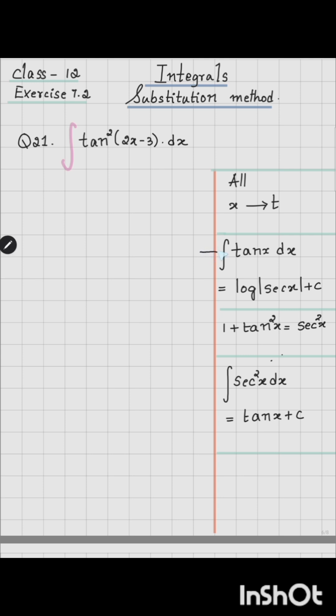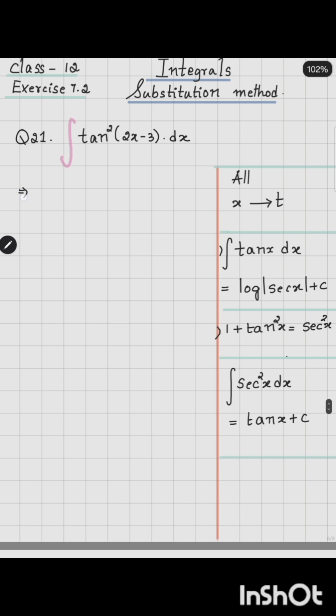But we have the integral of tan x, which is log of modulus of secant x plus c. So we don't have a direct formula. We need to take the help of some other trigonometric function that is linked with tan square. We have an identity: 1 plus tan square x is equal to secant square x. Why are we selecting this identity? To change the trigonometric function tan square to secant square, because there is a direct formula for secant square x. The integral of secant square x is tan x plus c.